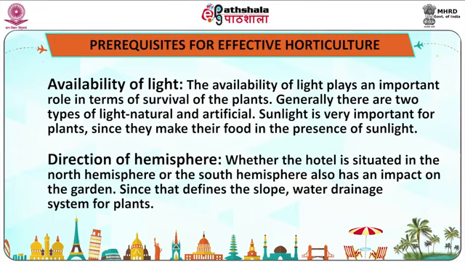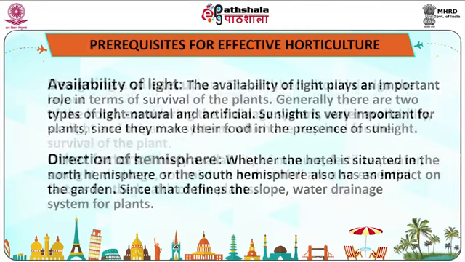Generally, there are two types of light. One is natural and the other is artificial. Sunlight is very important for plants since they make their food in the presence of sunlight. Another prerequisite of effective horticulture is the direction of hemisphere. Whether the hotel is situated in the northern hemisphere or the southern hemisphere also has an impact on the garden, since that defines the slopes, water drainage system for plants, etc.